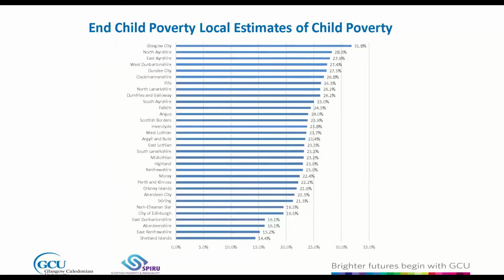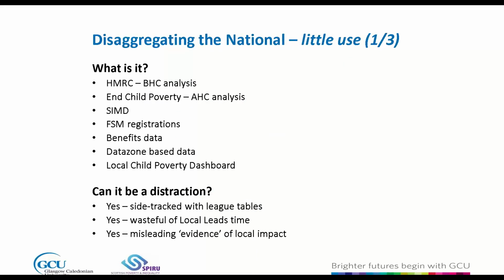Now, these are the types of national data that can be disaggregated locally. And what we have here is a kind of league table approach. These are data from the End Child Poverty Collective, which gives us an estimate, and I have to emphasize an estimate, of the extent to which child poverty prevails across the 32 local authorities in Scotland. Let's move, and I don't want to dwell on the data here. Let's move on to the next slide.